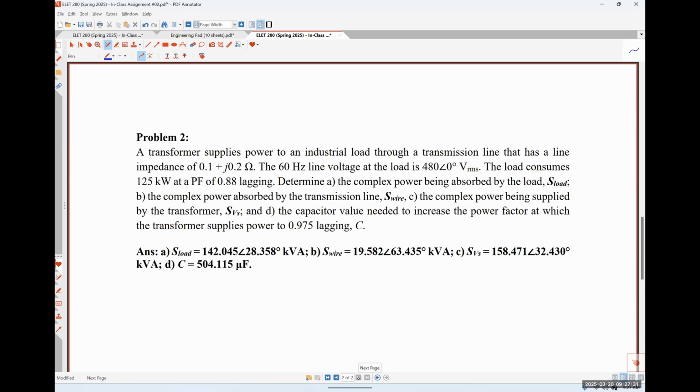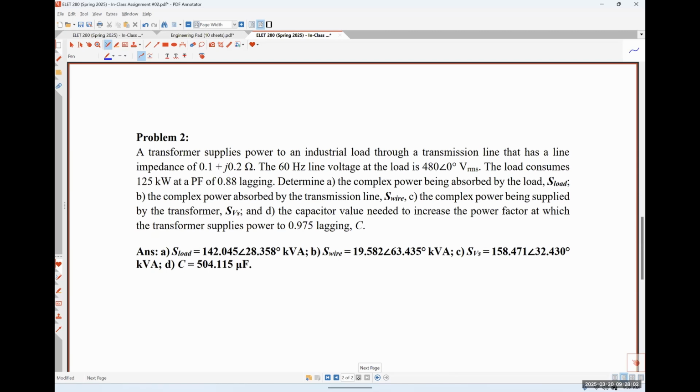So we're told that we have a transformer that's supplying power. So the secondary windings of our transformer are really just going to be playing the role of a voltage source in this system, okay? And it's supplying power to an industrial load through a transmission line that has an impedance of 0.1 plus J0.2 ohms. Our system is operating at 60 hertz, and the voltage at the load is 480 with an angle of 0 degrees.